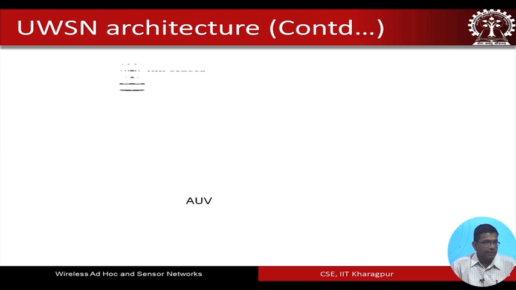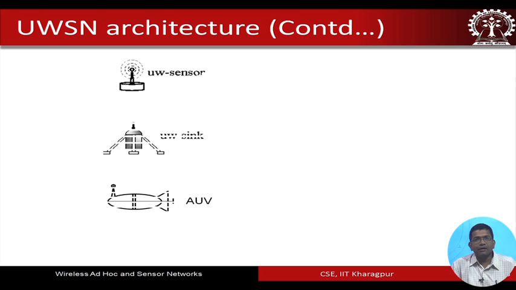For underwater sensor networks, there are different nodes that are used. The first one is the underwater sensor itself. AUV is the second one, which is autonomous underwater vehicle. Then the underwater sink is the node which basically receives the data from the different sensor nodes.